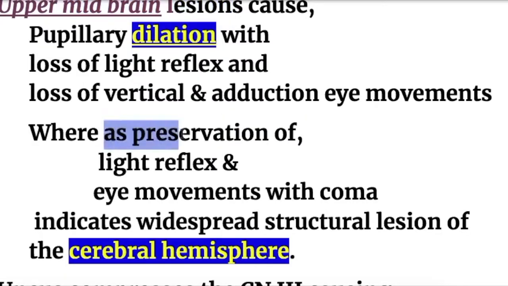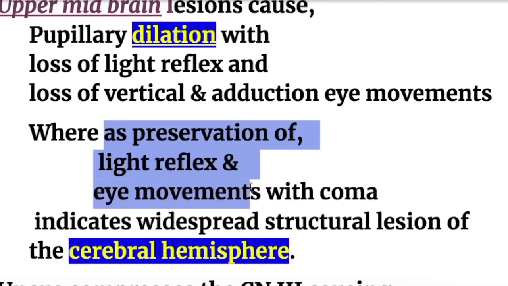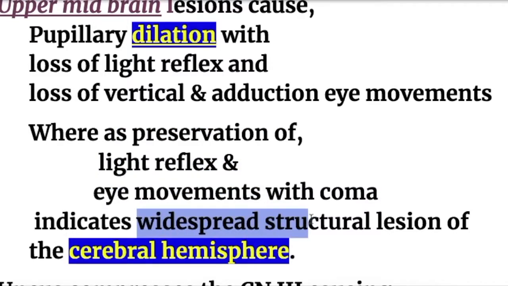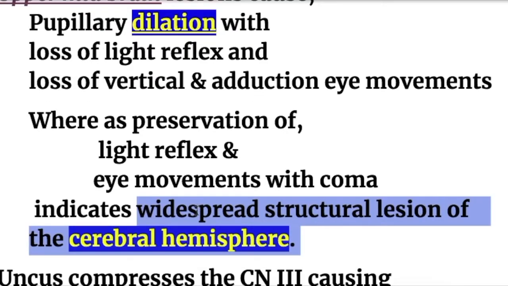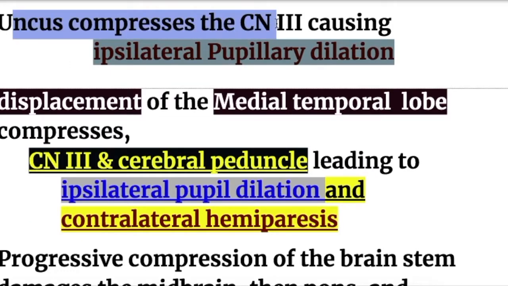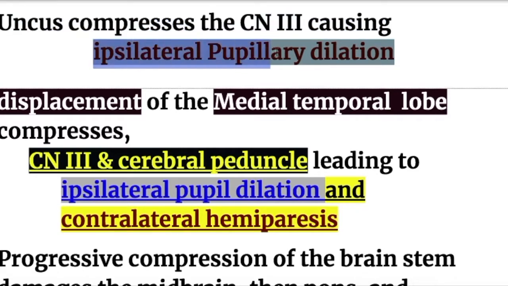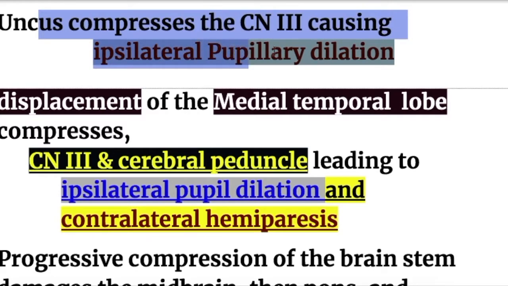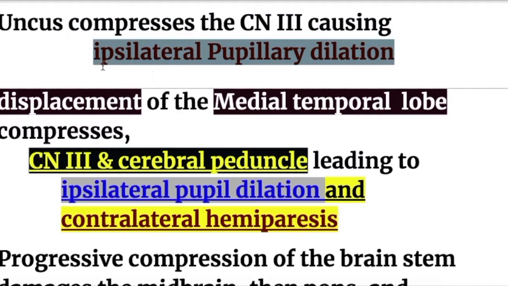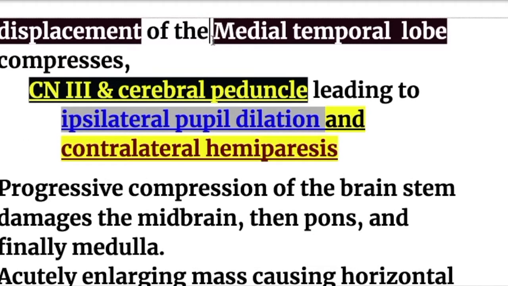Whereas if the light reflex and eye movements are preserved, so the third nerve is intact, with coma, what does it indicate? It indicates a widespread structural lesion of the cerebral hemisphere or metabolic causes. Now, the uncus compresses the oculomotor nerve, but it causes ipsilateral pupillary dilation, not bilateral. A lesion of the midbrain causes bilateral pupillary dilatation, as we learned earlier. But a lesion of or pressure on the uncus causes ipsilateral pupillary dilatation because it affects the unilateral oculomotor nerve.